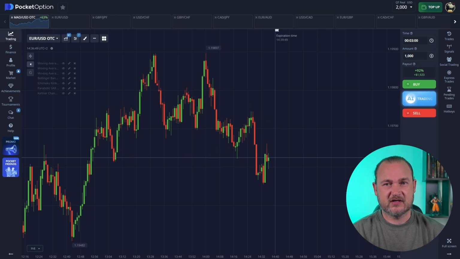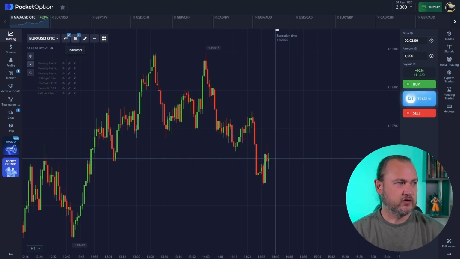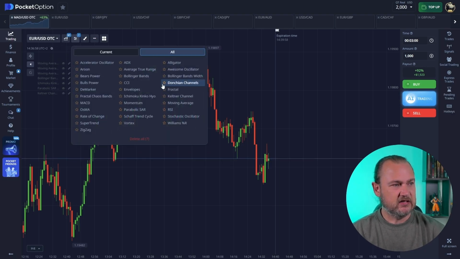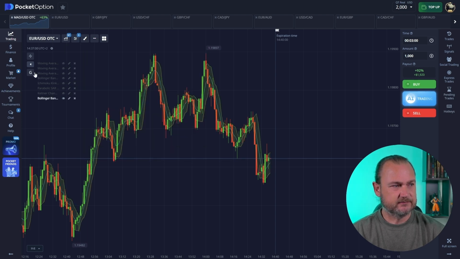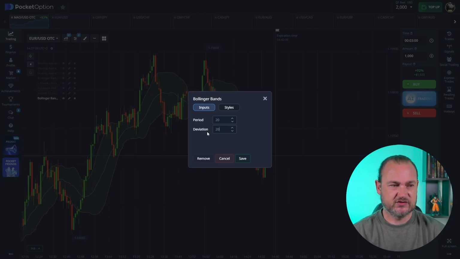Okay, so before we start trading, we need to get our platform set up for today's strategy. We're going to be adding two indicators today, and I'm going to walk you through this. We're going to add, first of all, Bollinger Bands. We do need to make some changes to these settings though. We're going to change the period to 20 and the deviation we're going to make 2.